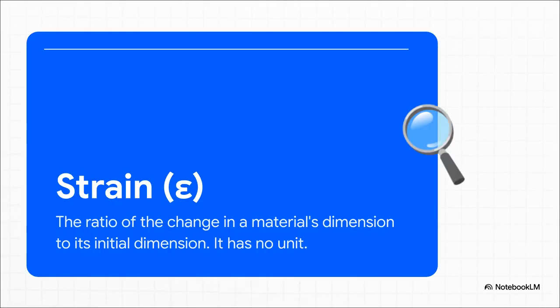So you've got this material, it's under stress. What happens next? Well, it deforms, it changes shape. And the way we measure that change, that deformation, is with something called strain. Strain is really just how much the object stretches or squishes compared to its original size. It's a ratio, kind of like a percentage, which is why it actually doesn't have any units.